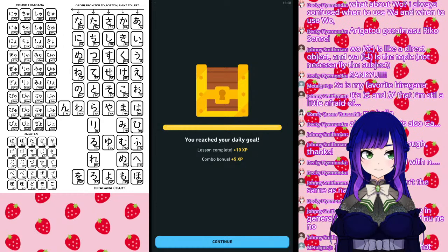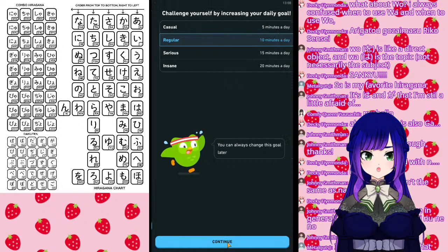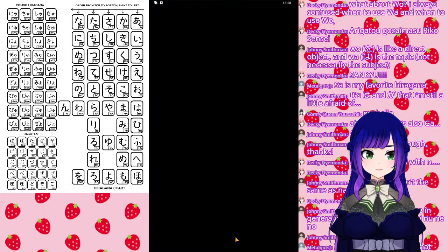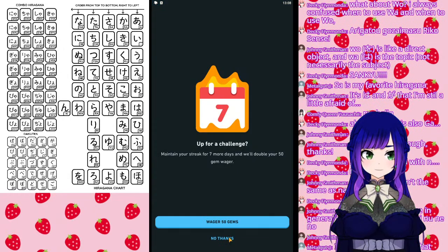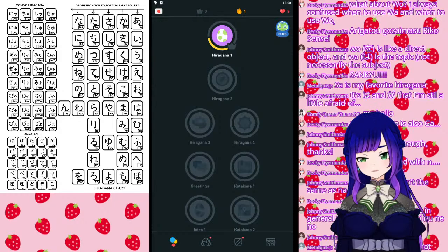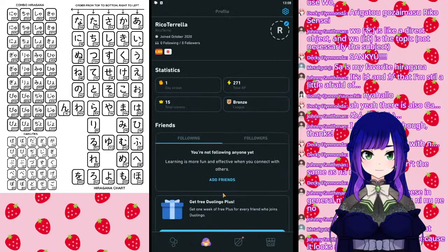Okay. Wait. Open another chest. What's this? Watch an ad. No thanks. Challenge yourself, increasing blah blah blah. To continue. No thanks. Okay. For me, it's お only because it looks really cool. Oh, the complicated お looks really cool. That's true. Looks cool, right? Do they have stories here? Oh, it goes. Nope. Story. Maybe they don't have stories.